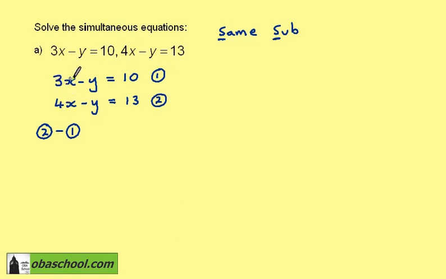4x take away 3x is just 1x, which we write as x. Minus y minus minus y becomes minus y plus y, which is 0, so we have no y's. 13 take away 10 is 3, so x is equal to 3.